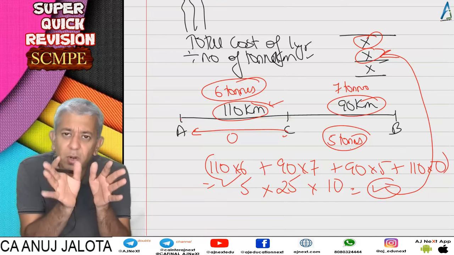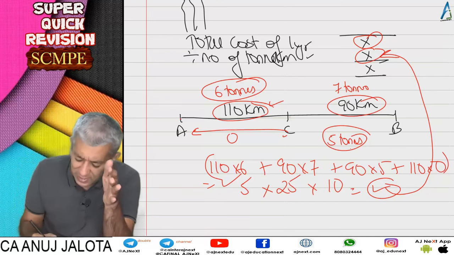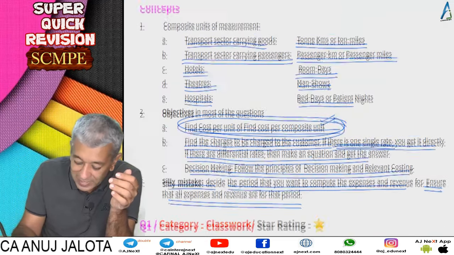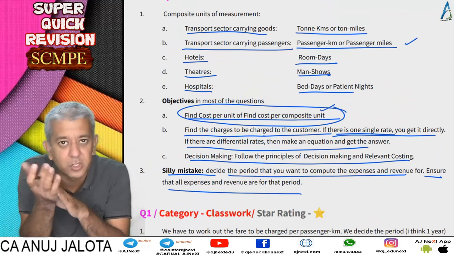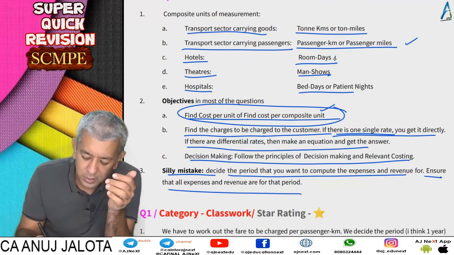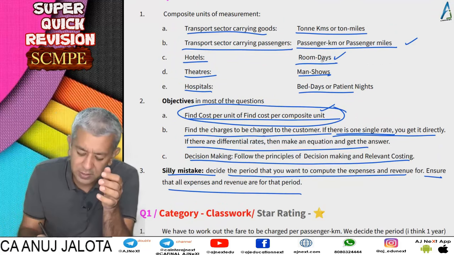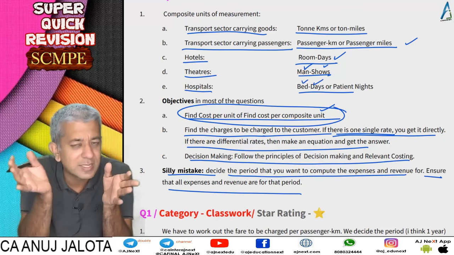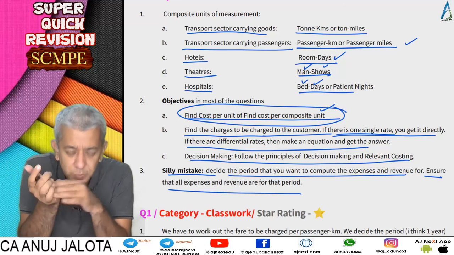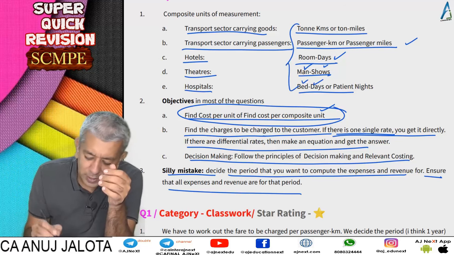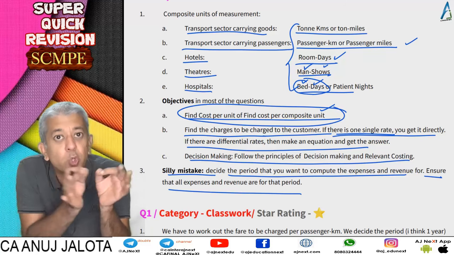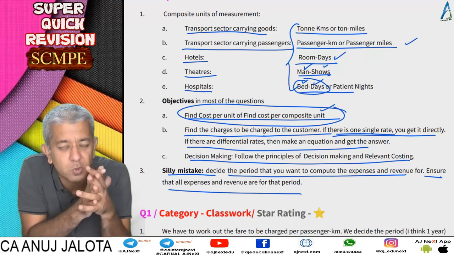Exactly the same way you have number of passenger kilometers also, that's number of passengers into number of kilometers, number of rooms into number of days, number of people into number of shows, number of beds into number of days, that's it. Just one caution. In all these particular cases, for example for hospitals, whenever one bed is occupied for 1 day, that composite unit is called one bed day.